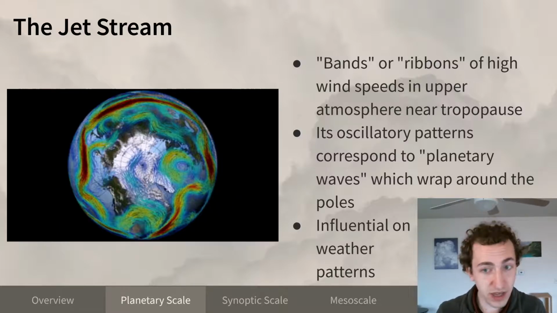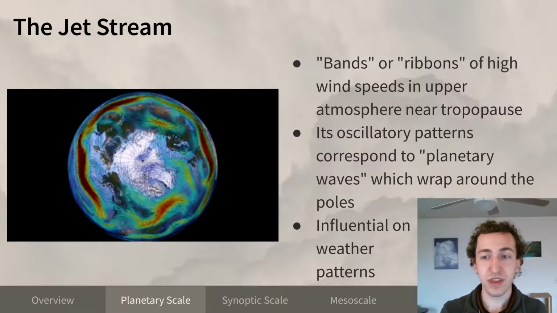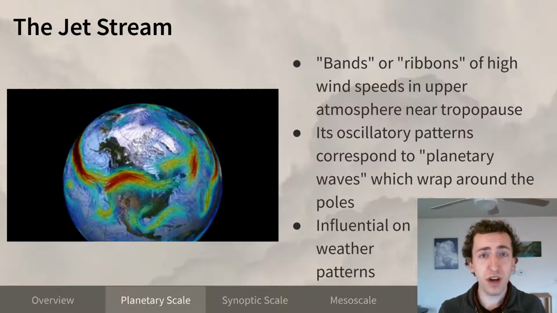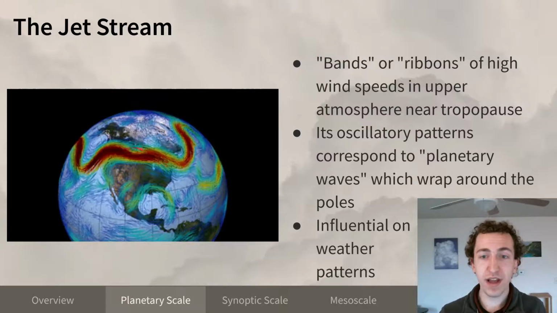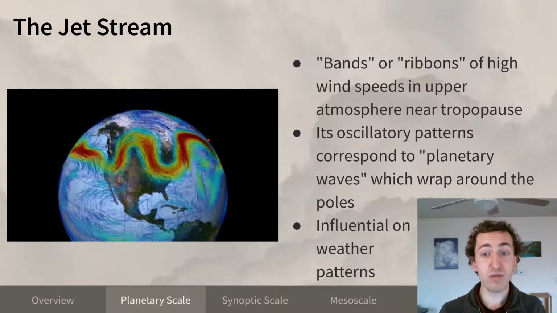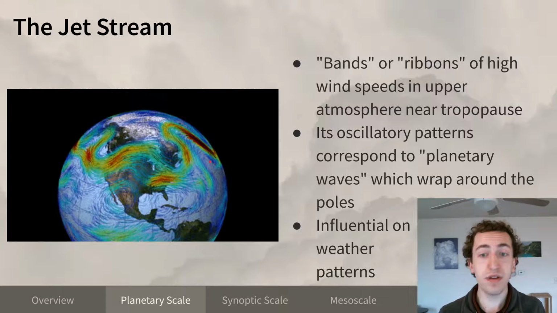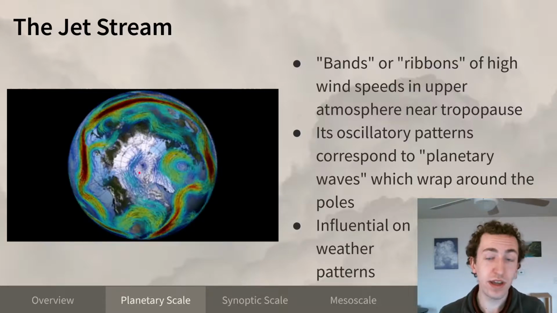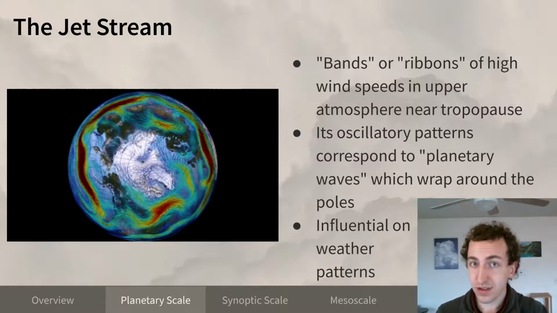And it, again, definitely oscillates in the real world atmosphere. And these oscillatory patterns of the jet stream correspond to what we call planetary waves, these broad scale wave-like patterns that we see in the upper atmosphere. And these play a really important role in how the weather around the globe behaves and the connections of weather from one place in the globe to another. And we'll talk about some of those things later on.